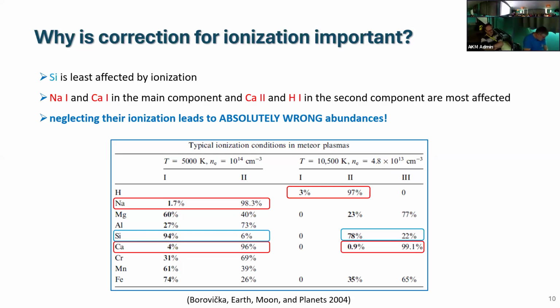So what does it mean? It means that it doesn't matter that in general we don't see these singly ionized elements in meteor spectra. We need to include them in the calculation of elemental abundances.